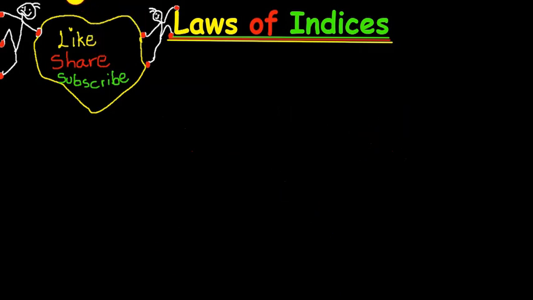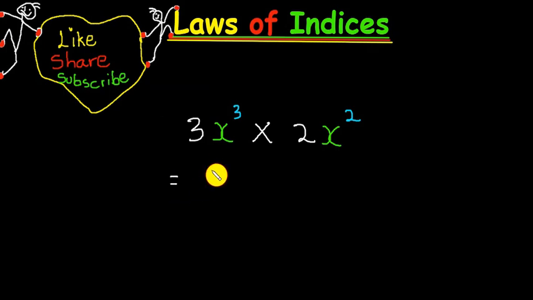So let's do a next example quickly. Now working with indices, very good. So here I have 3x to the 3rd power multiplied by 2x to the 2nd power. What do we do here? Alright. So the first thing we would do is to multiply the coefficients. So here we have 3, the coefficient there is 3, the coefficient there is 2. So we multiply 3 by 2, 3 times 2 is 6.